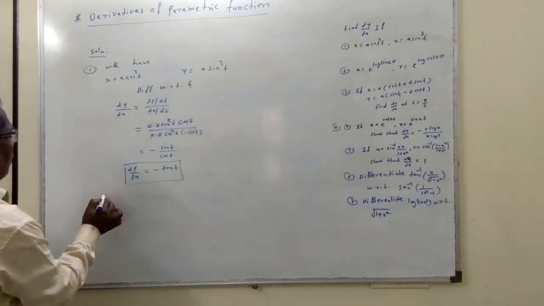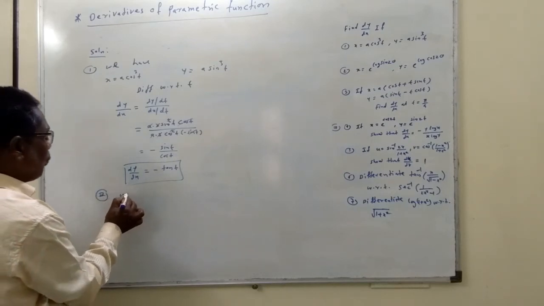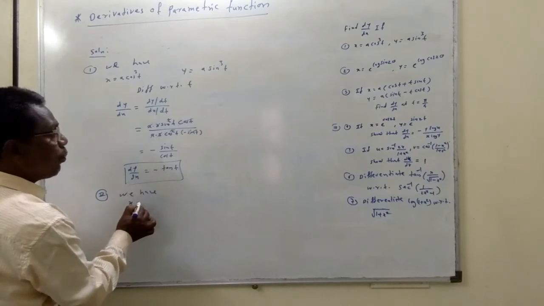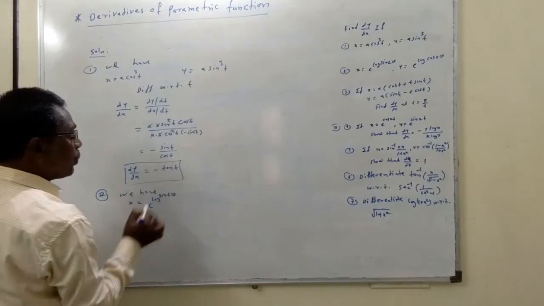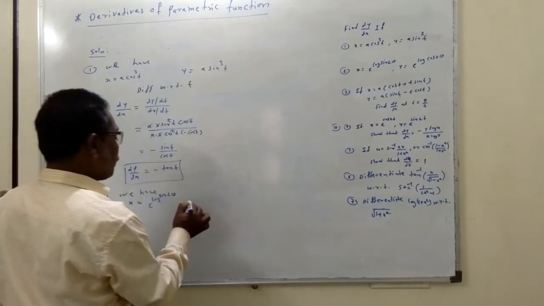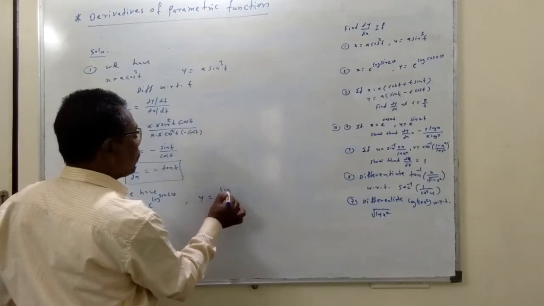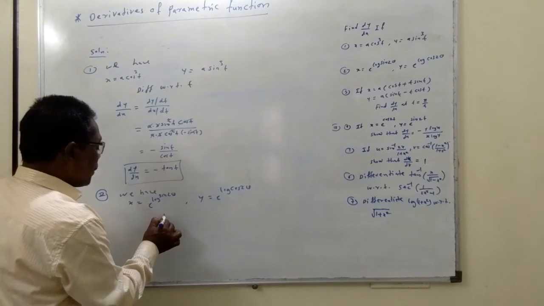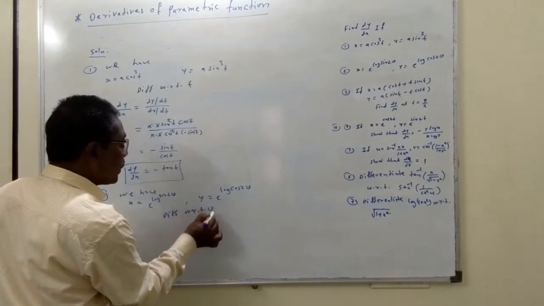Now the second example. We have x equal to e raised to log sin 2 theta, where theta is the parameter, and y is equal to e raised to log cos 2 theta. We'll differentiate this function with respect to theta.